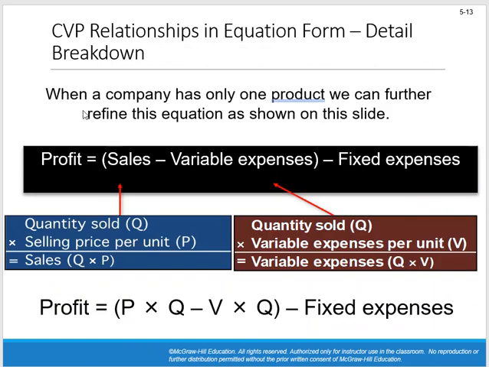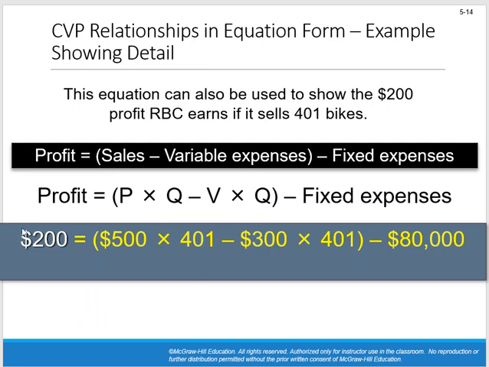All right, so in equation form, they break it down even further. So now profit equals P times Q, which is selling price per unit times quantity, minus V times Q, which is our variable expense per unit times quantity. Then we could probably take one of the Q's out in parentheses, right? And then minus fixed expenses. Doesn't this all say the same thing? I think it does. So again, at 401 bikes, we can take 500 times 401 minus 300 times 401, which is really 500 minus 300, that's 200 times 401, minus 80,000 fixed. Guess what? It still equals 200.